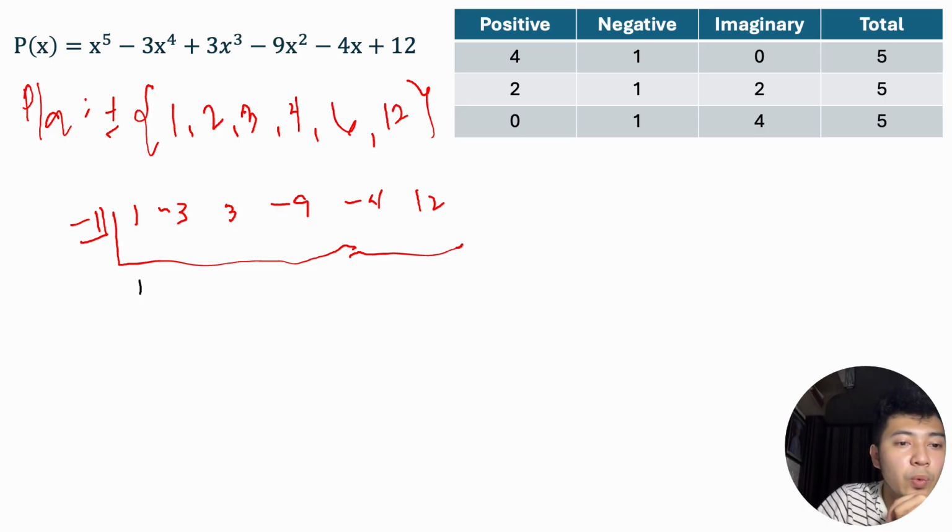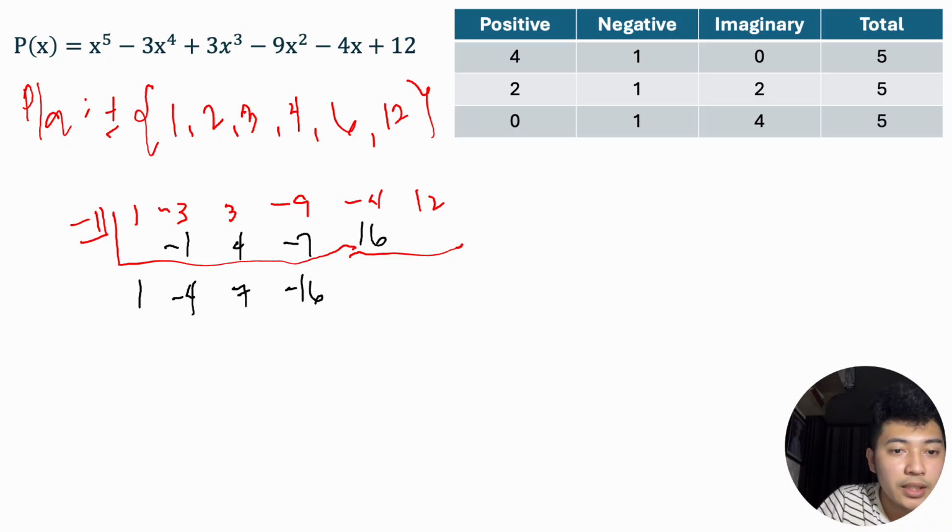So, bring down 1. 1 times negative 1 is negative 1. Negative 3 plus negative 1 is negative 4. Negative 4 times negative 1 is 4. 3 plus 4 is 7. 7 times negative 1 is negative 7. Negative 9 plus negative 7 is negative 16. Negative 16 times negative 1 is 16. Negative 4 plus 16 is 12. And 12 times negative 1 is negative 12. And 12 plus negative 12 is 0. So therefore, negative 1 is a root or a solution of the given P of x.